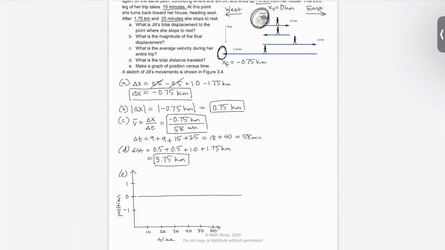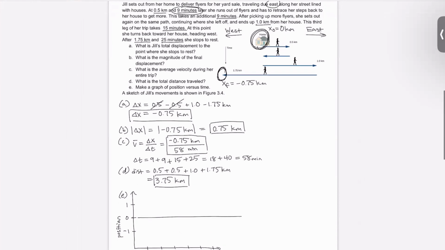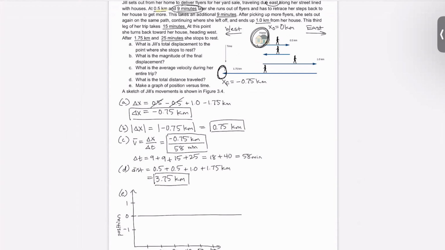So in the first 9 minutes, Jill travels in the positive direction. So 0.5 and 9 minutes is about there. And then she goes back to her house in 9 minutes. So that's about there. So that's about at 18 minutes.